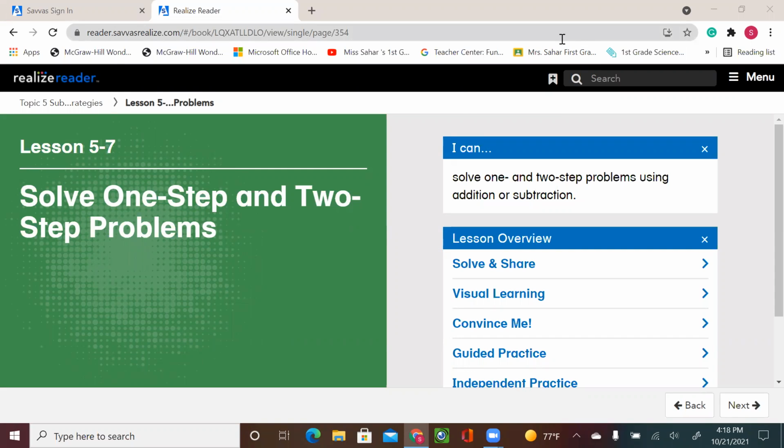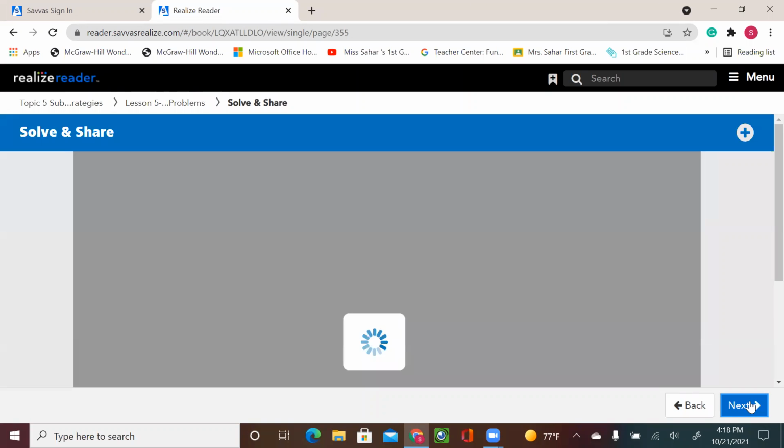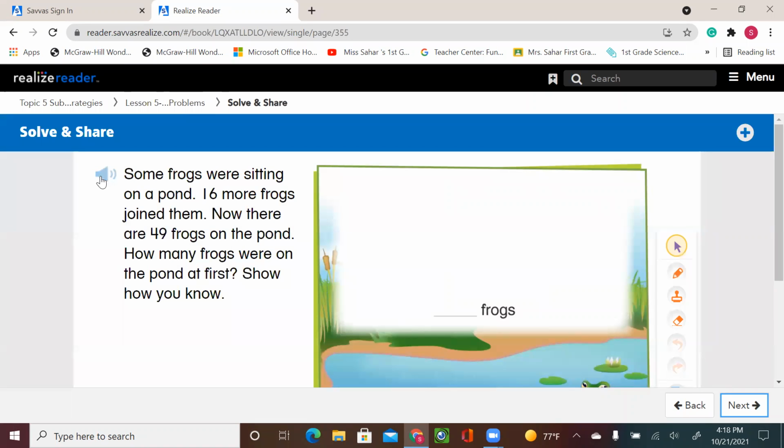Hello, second graders. Welcome to a new math lesson. We're still in topic 5, lesson 7. Solve one-step and two-step problems. So that means you're going to have an equation where you probably need to add and subtract in order to get your answer. So let's start. Open your book, page 213, and let's see what we have.